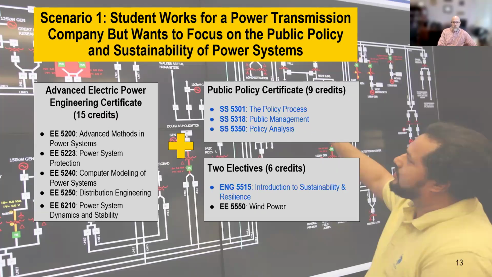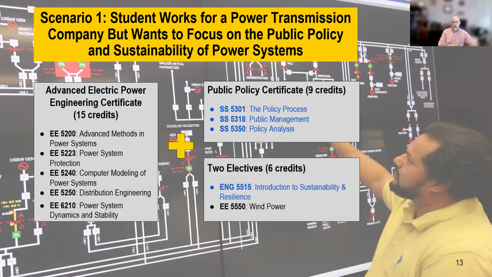So for example, if somebody is working or wants to work in the power transmission field, or for a power transmission company, we have a 15-credit certificate called the Advanced Electric Power Engineering Certificate. These are an example of some courses that would fulfill that certificate, but there's a long laundry list of options for that particular certificate, and that would be 15 credits.